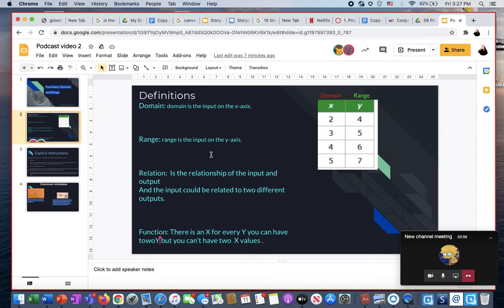Relation is the relationship of the input and the output, and the input could be related to different outputs. Function. There is an x for every y. You can have two y's, but you can't have two x values.